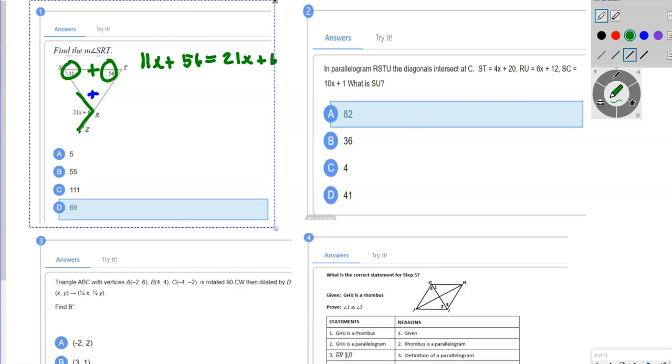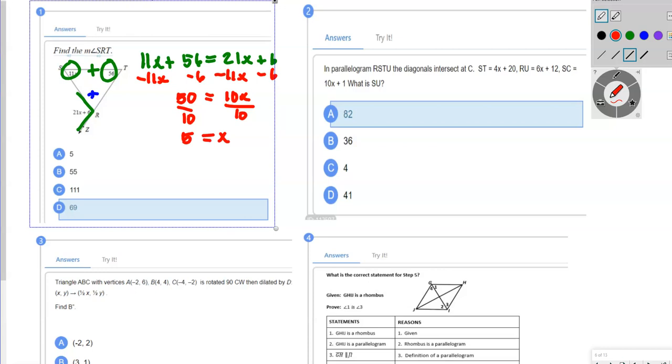So we're going to move like terms to each side. I'm going to subtract the 11x from both sides. So that's going to give me 10x over here. And I'm going to subtract the 6 from here and from there. So that's going to give me the 50, okay? Then we're going to divide both sides by 10. So x is equal to 5, okay?